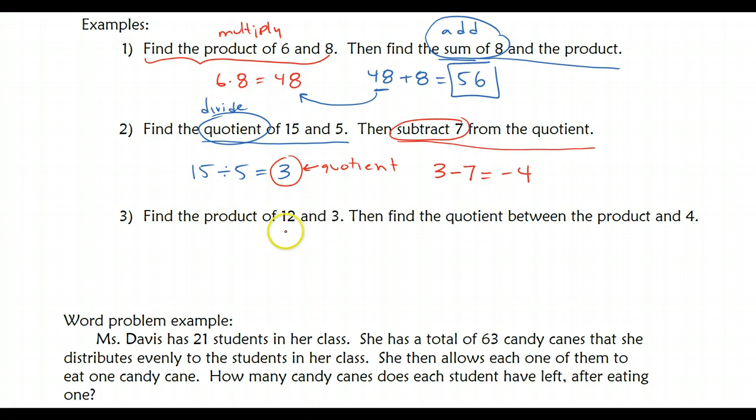Okay, the third example asks us to first find the product of 12 and 3, and then to find the quotient between the product and 4. So product means to multiply. So we're going to multiply 12 and 3 to find the product.